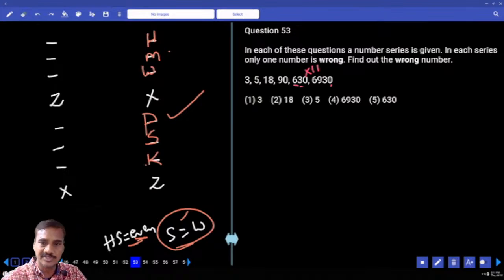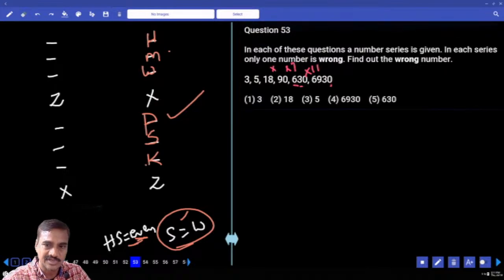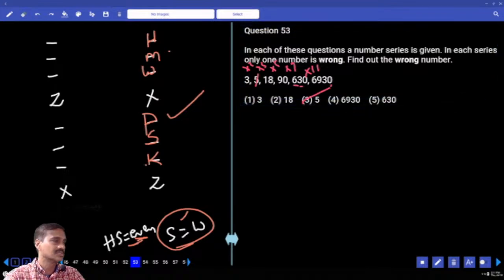If it is into 11 here, then what should come next? 9 means into 7, 11 and 7 are prime numbers. 11, 7, here 5, here 3, here 2. 3 into 2, 6. 6 into 3, 18. What is the wrong number? 5 is the wrong number, choice. The given numbers are multiplied with prime numbers starting with 2. Into 2, into 3, into 5, into 7, into 11.